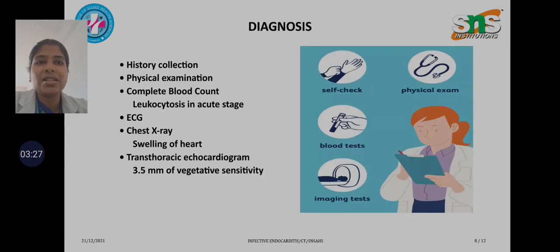Diagnosis is also done: history is collected, physical examination is completed, and a complete blood count shows leukocytosis in the acute stage. ECG is also done, tachypnea was noted, all the chest leads, and a chest X-ray is also done showing swelling of the heart. Transthoracic echocardiogram shows a 3.5 mm vegetation on the posterior mitral leaflet.